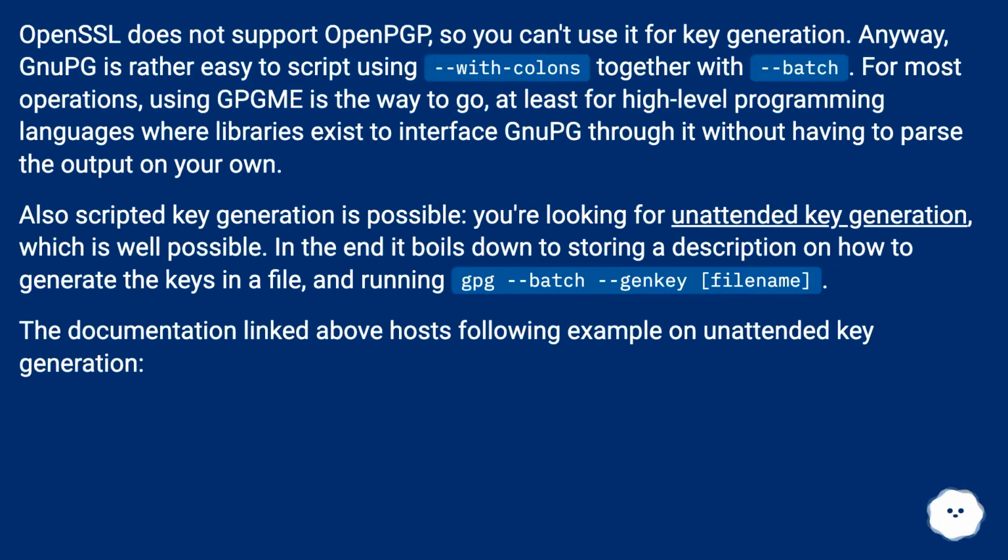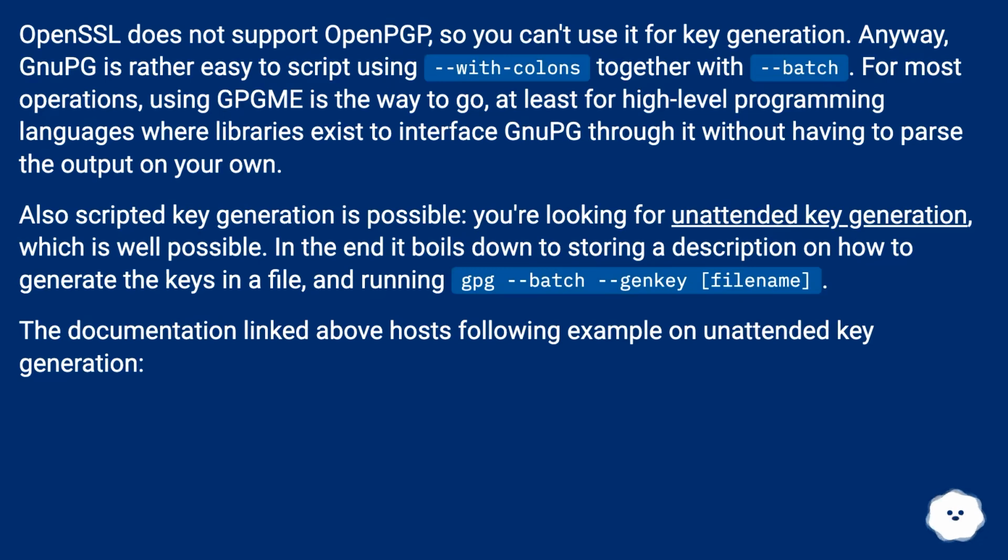Anyway, gnupg is rather easy to script using with colons together with batch. For most operations, using gnupg is the way to go, at least for high-level programming languages where libraries exist to interface gnupg through it without having to parse the output on your own. Also, scripted key generation is possible. You're looking for unattended key generation, which is well possible.